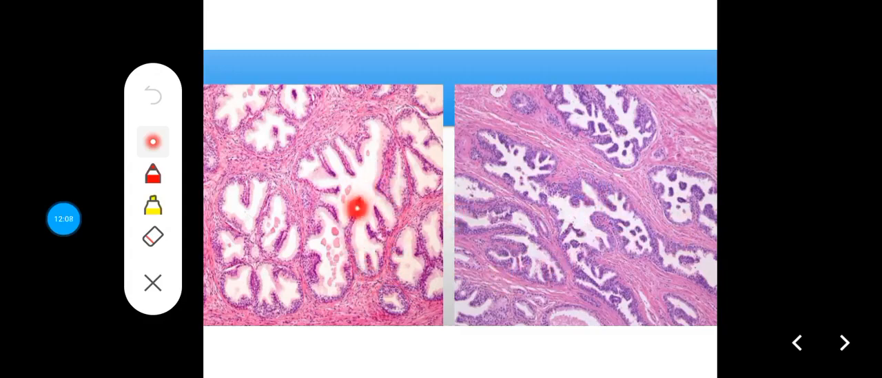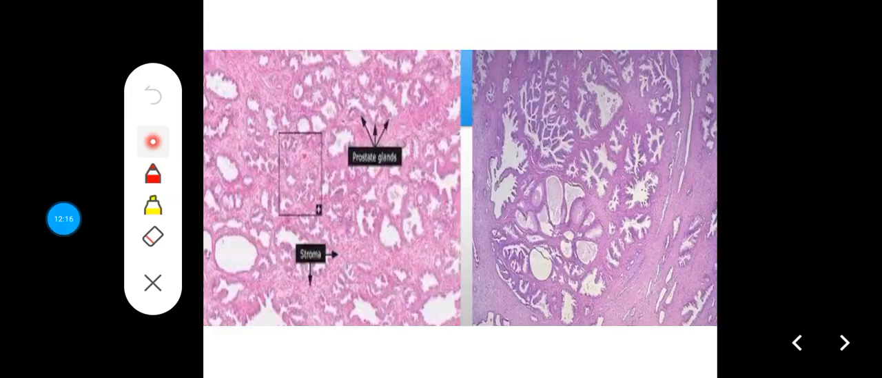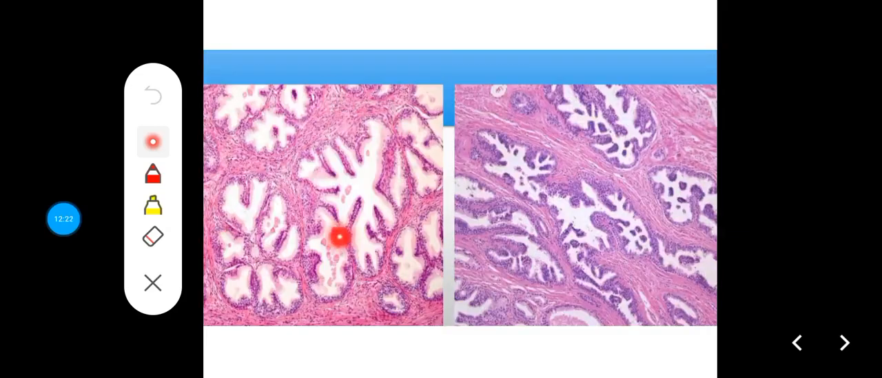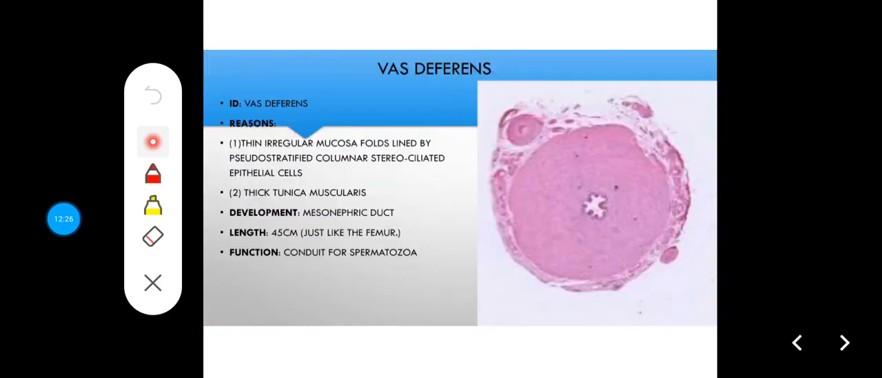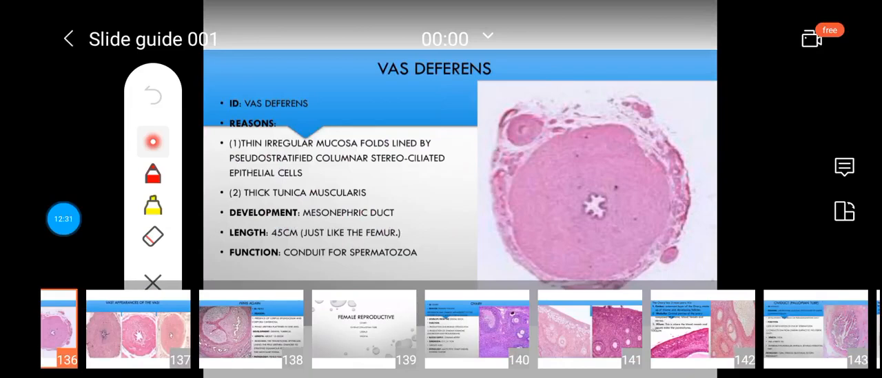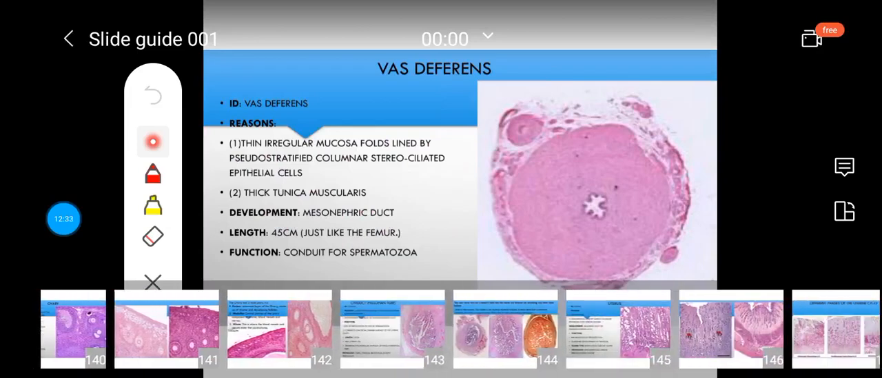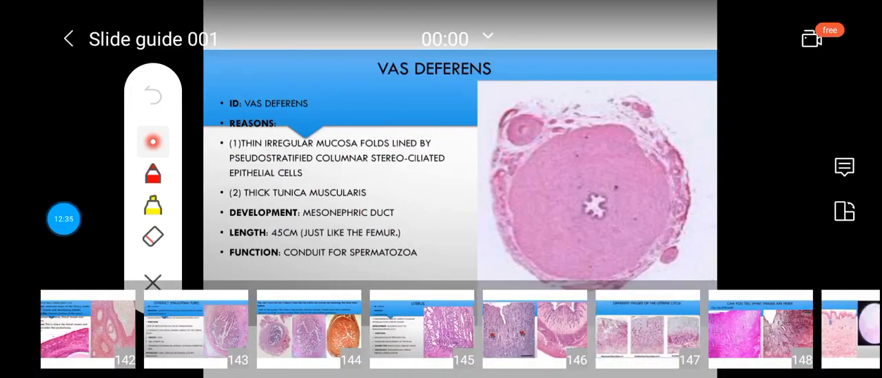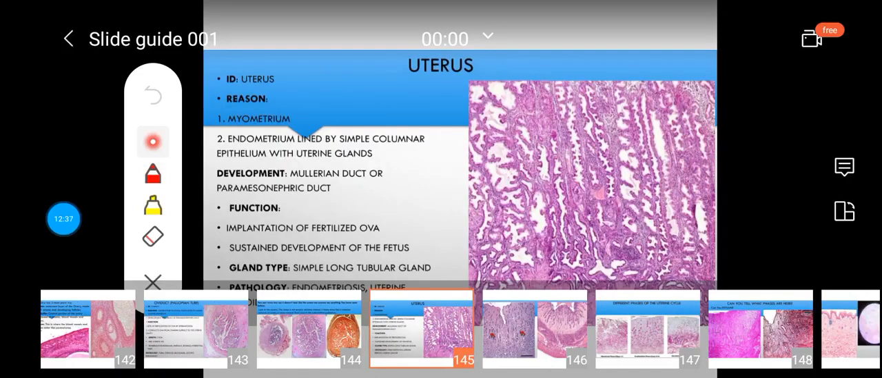You can appreciate that. So that's one of the major reasons that differentiates the uterus from the prostate. And also the fibromuscular stroma here differentiates the uterus from the oviduct, from the prostate. So the fibromuscular stroma in the prostate differentiates between the prostate and the uterus. So you can see that here as well.